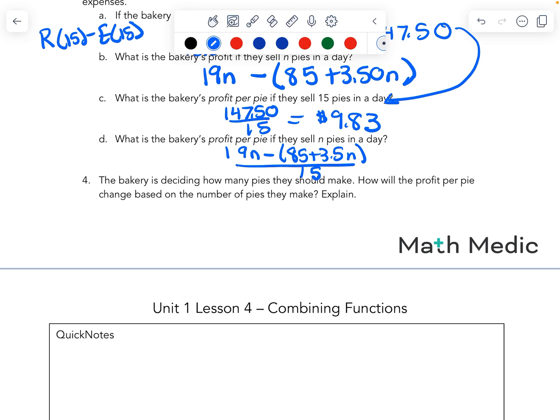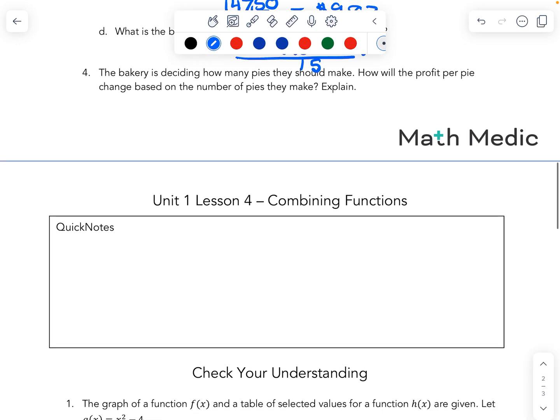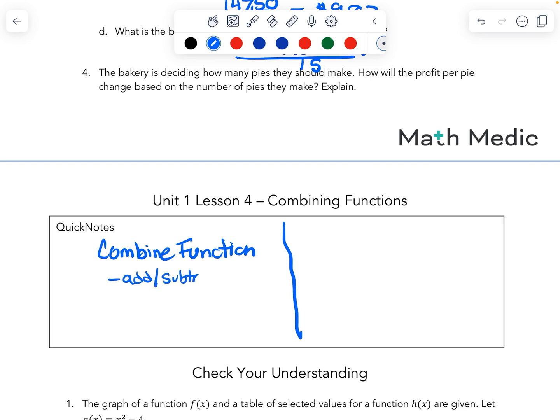The bakers decide how many pies they should make. How will the profit per pie change based on the number of pies? Well, the more they make, the more money they make. So what we are doing today is we're combining functions, kind of like how we combine the profit and the revenue. And we are going to make sure that we can add, subtract, and I might multiply and divide.